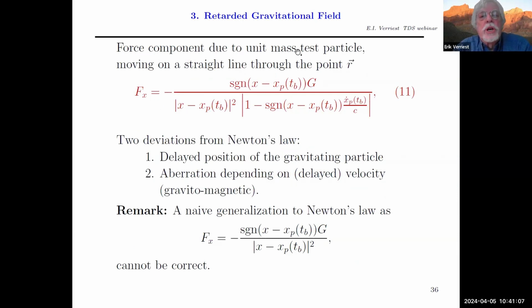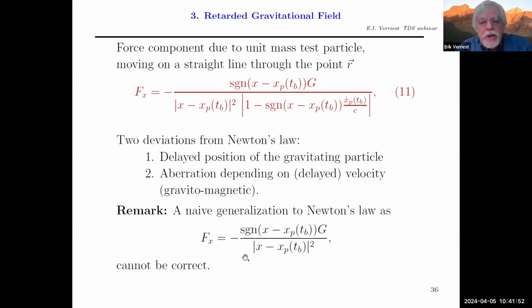The force component due to a unit mass test particle moving on a straight line through the point R is given like this. And we see two deviations from Newton's law. First of all, in the squared distance, the delayed position of the gravitating particle now appears. And then there is also an aberration due to the velocity of the particle. Newton's force is independent of the velocity. So in analogy to electromagnetism, I call this a gravito-magnetic effect.